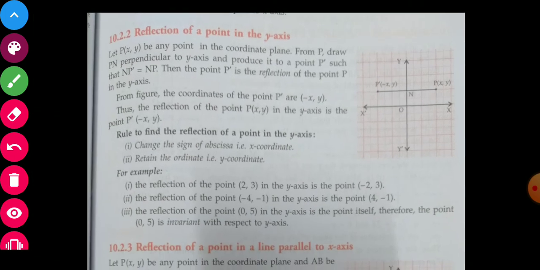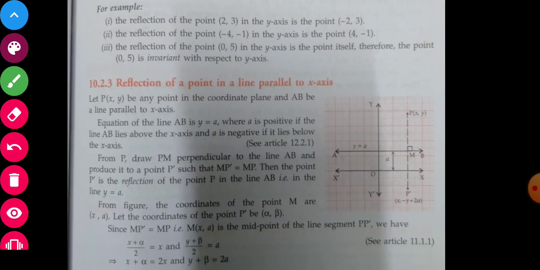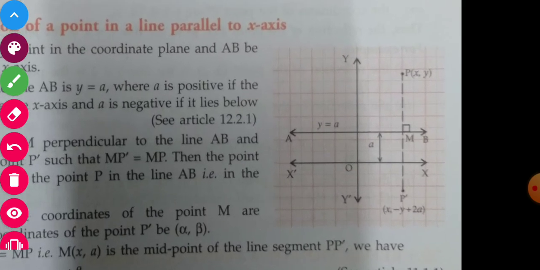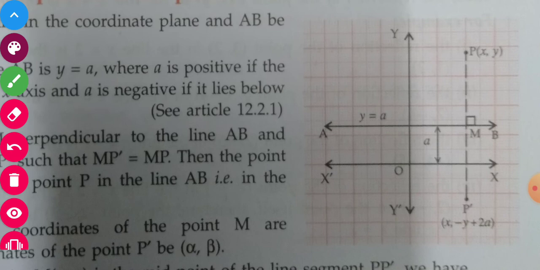Is this clear, everyone? Let us see what happens if we have reflection along a line which is parallel to the x axis. So let us see this figure. Here we have this line AB which is parallel to the x axis. This is X'OX, which is my x axis. This line AB is parallel to the x axis. The distance between these two lines is a. And this AB is my axis of reflection.